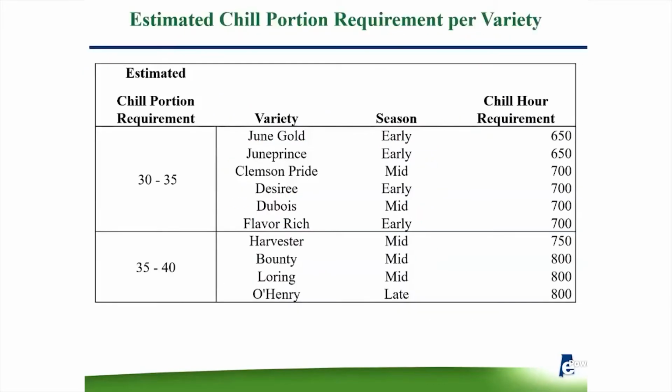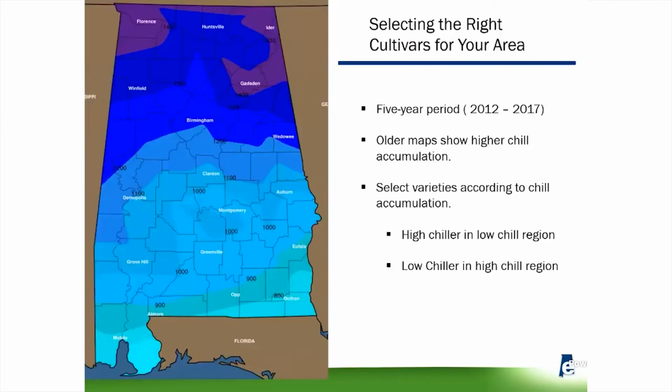There's currently no way to convert between the two. And to give you an idea of the varieties, looking at June Gold, it's an early variety. It could receive 650 chill hours. So its chill portion requirement would be in the range of 30 to 35. Another popular variety, Harvester, receives 750 chill hours. This is equivalent to 35 to 40 chill portions.